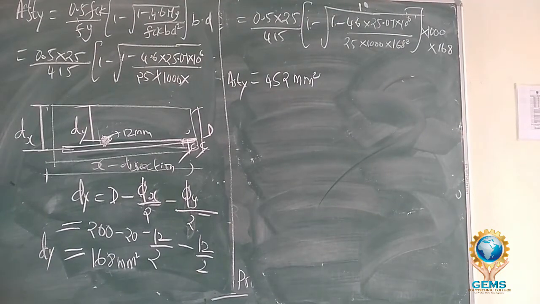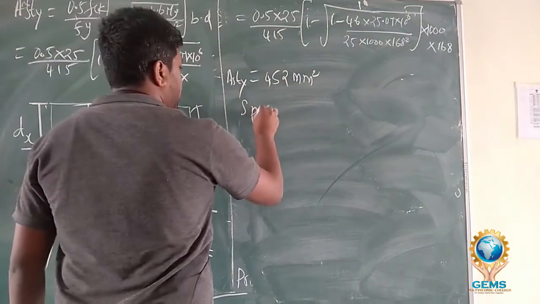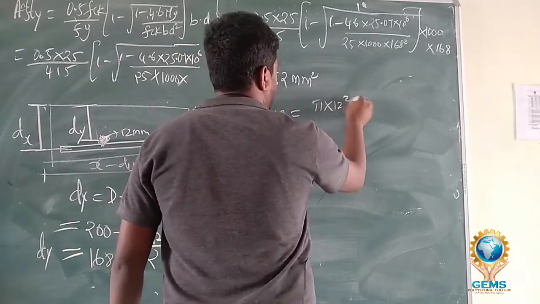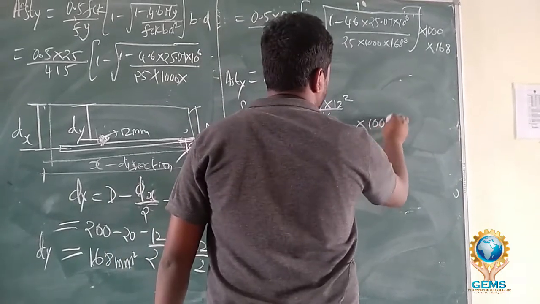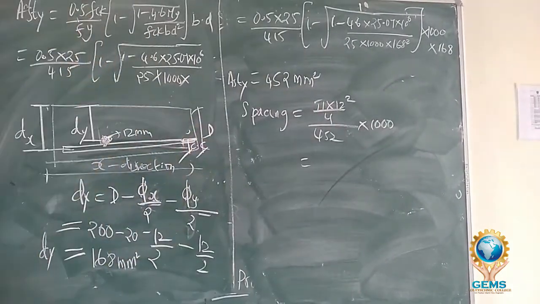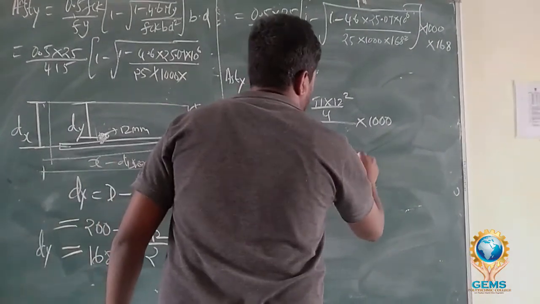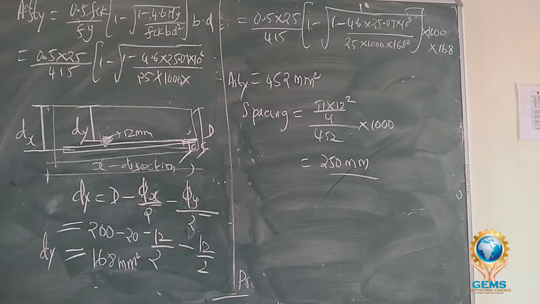So you have calculated the area of steel in x direction and area of steel in y direction. So for spacing, the spacing is equal to area of 1 bar by ASP y into 1000. Area of 1 bar is pi into 12 square by 4 divided by 452 into 1000. That is equal to 250 mm. So 250 mm is your spacing. Okay. So now you have calculated your area of steel in y direction.